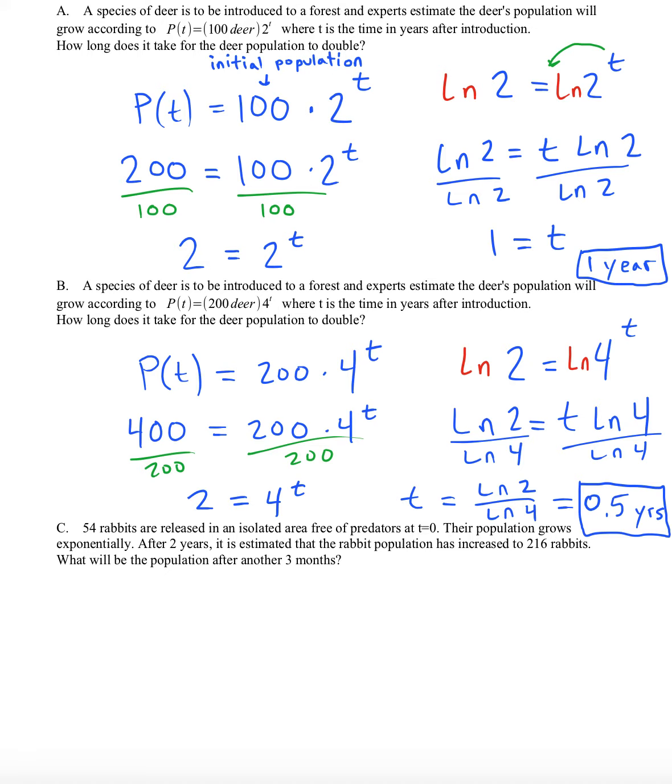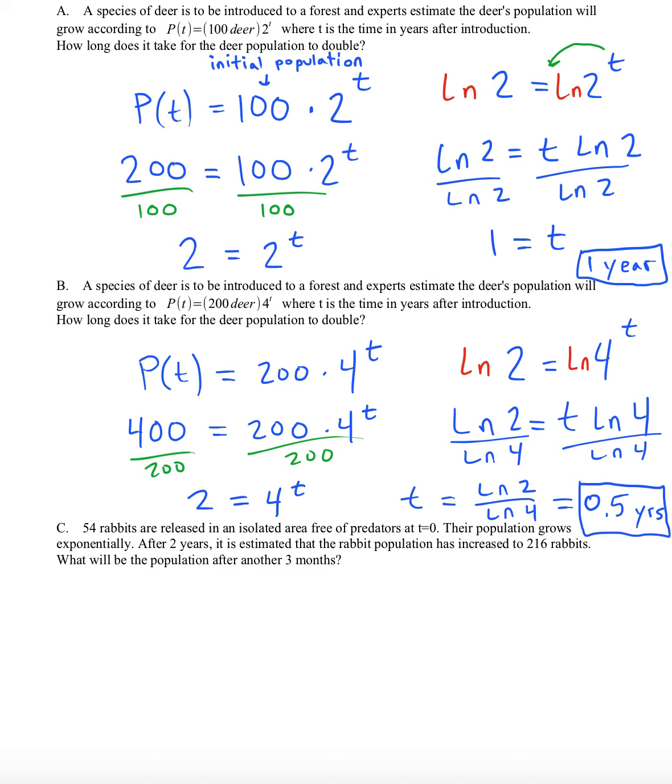In this last example, 54 rabbits are released in an isolated area free of predators at t equals 0. Their population grows exponentially, and after 2 years, it's estimated that their population is now 216 rabbits. What would the population grow to after another 3 months?